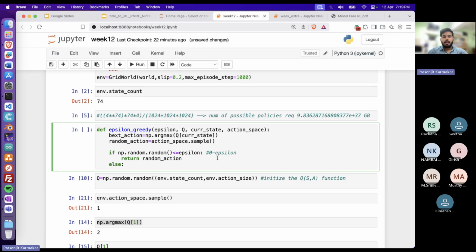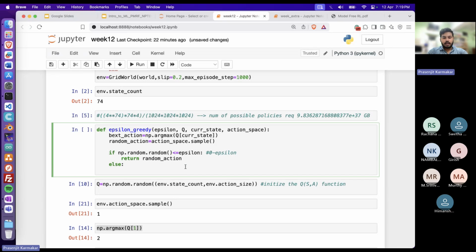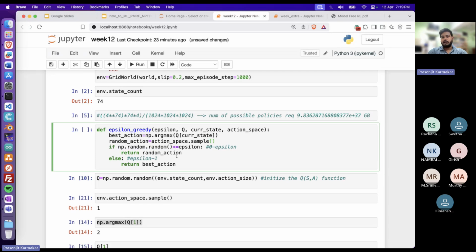Epsilon here, and else I will return the base action, not takes the base action. So that means here the mass is from epsilon to 1. And why? Because this random.random function generates a uniform random number from 0 to 1. You get the idea, right? How epsilon greedy policy is done.